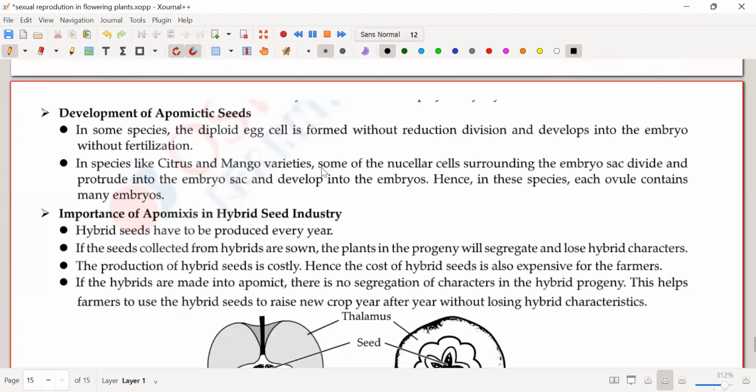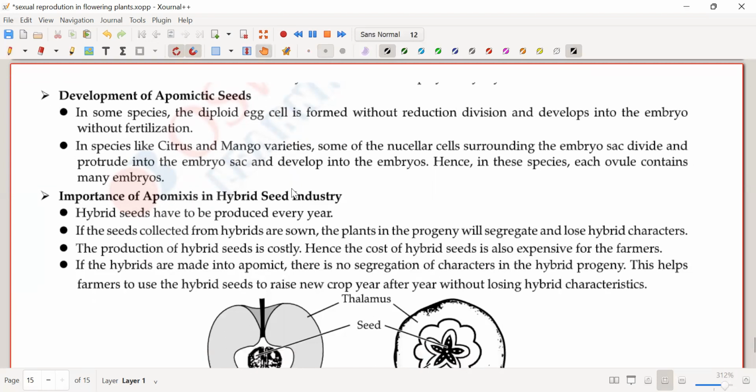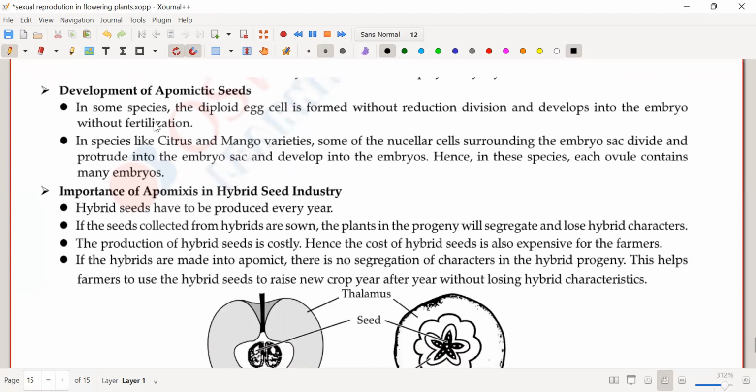Development of apomictic seeds. We are going to complete the lesson. We are almost at the end of the lesson. In some species, the diploid egg cell is formed without reduction division and develops into embryo without fertilization. In species like citrus and mango varieties, some of the nucellar cells surrounding the embryo sac divide and protrude into the embryo sac and develop into embryos. Hence, in these species, each ovule contains many embryos.